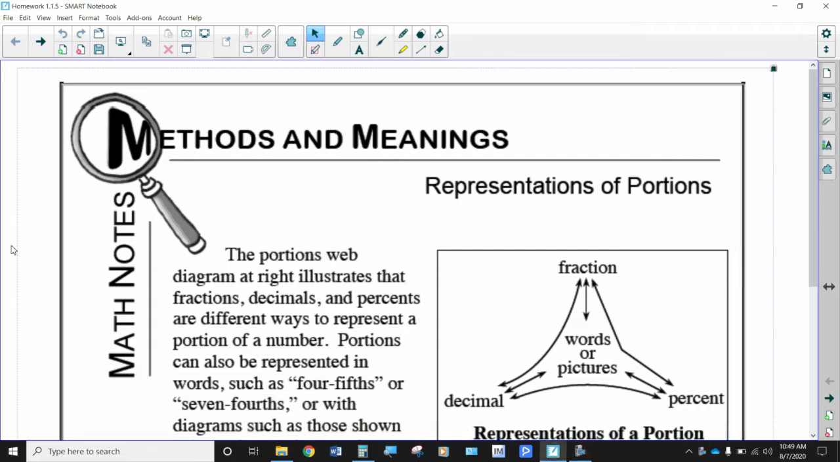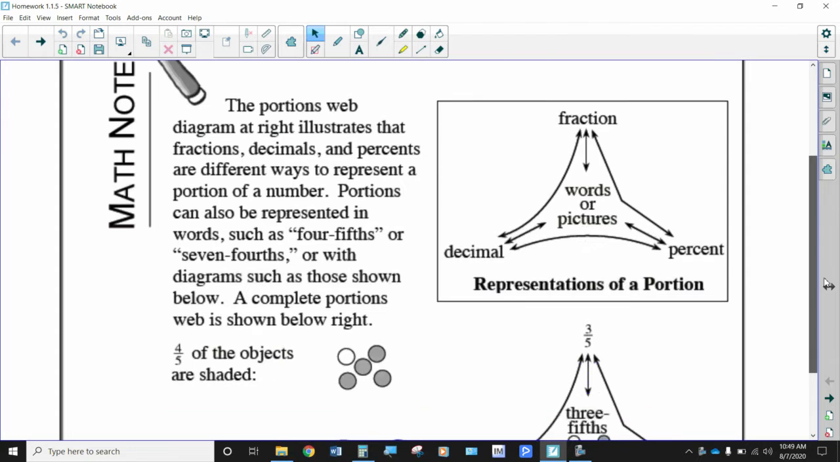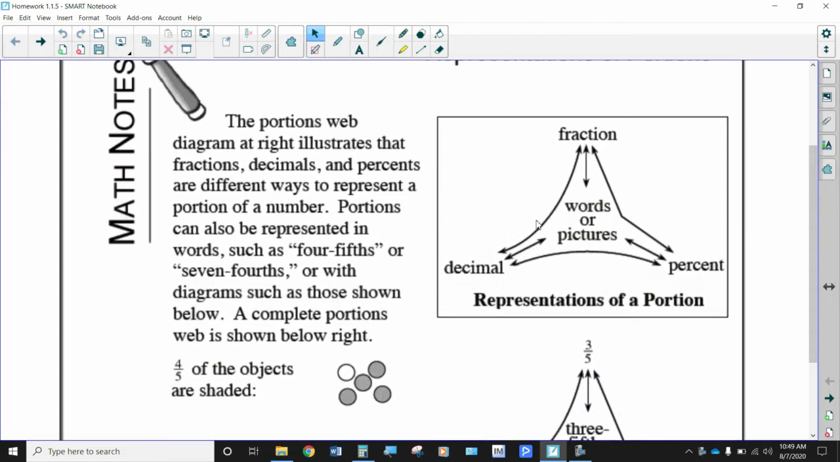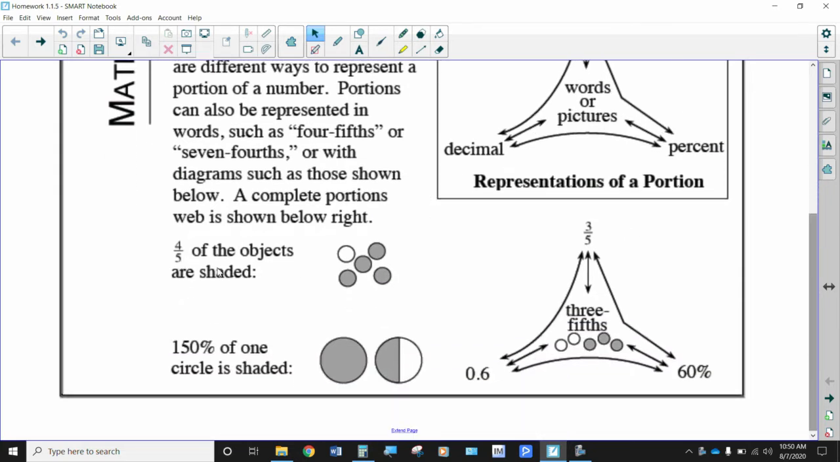All right, for today's M&Ms, representations of portions, this is where you get into your notes. If you don't already have it written in from our lessons, it's kind of a triangular shape, which shows how you can go from a fraction to an equivalent decimal to an equivalent percent and back and forth between them. And of course, you can do a visual representation or write out the name of the number in words. So if you take 4/5 and you want to draw a picture of it, you can do that, drawing 4 balls or circles, or 5 of them, and you shade in 4 out of the 5.